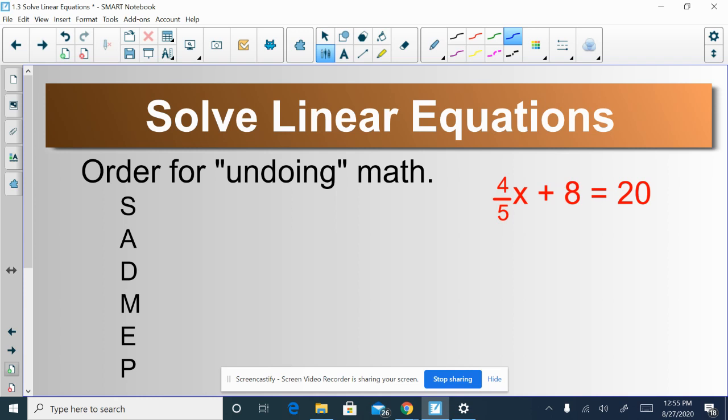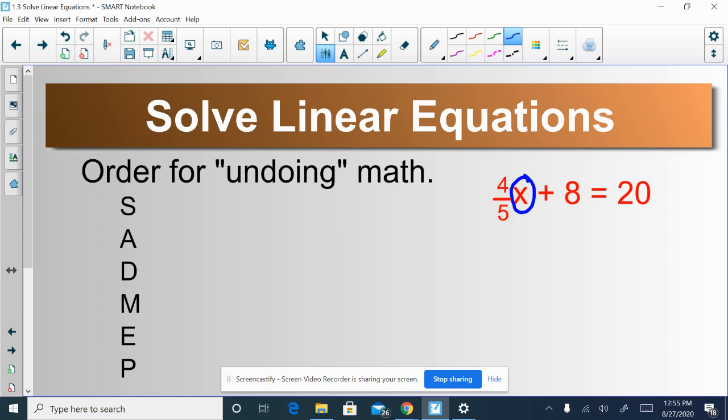So that is the order in which we do math, right? We have operations and we want to just find out what it equals. That's PEMDAS. But we're also going to spend a lot of our time undoing math. And what I mean when I say undoing math is that we are trying to undo things in order to solve for a variable. We are trying to get that variable by itself.